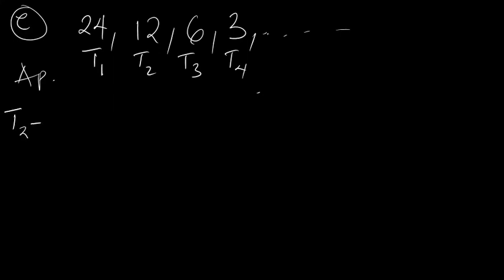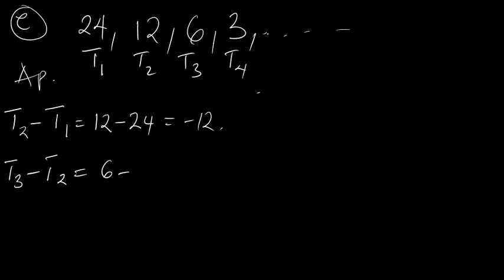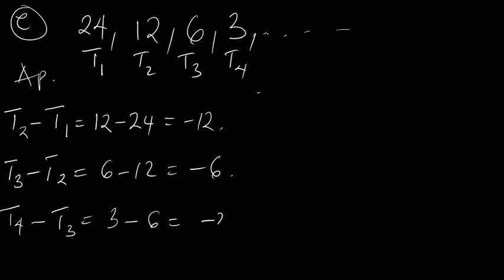The second term minus the first term will give you what? 12 minus 24. This will give us minus 12. So the third term minus the second term will now be 6 minus 12. So this will give us minus 6. Now the fourth term minus the third term will give us what? 3 minus 6, which will be what? Minus 3. So look at it, there is no common difference. Now let's see if it is a geometric progression.